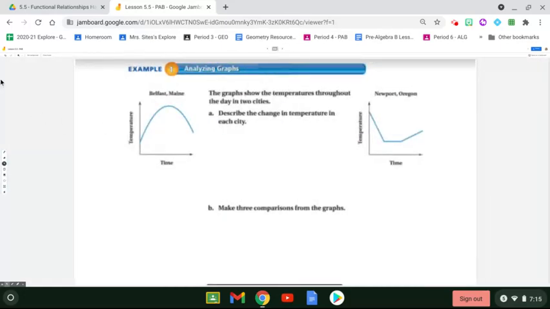If we look at these first two graphs, we are going to be making some comparisons about the different changes in temperatures of two different cities throughout the day. And we're going to be describing the change in temperature in the cities based on the different shapes of the graphs that we see. So first we can make some comparisons about Belfast, Maine. First thing I want you to do is to split the graph into the different sections that you see. So in Belfast, Maine, we're comparing temperature over time, and I actually see two different sections. I see the first section here and the second section here.